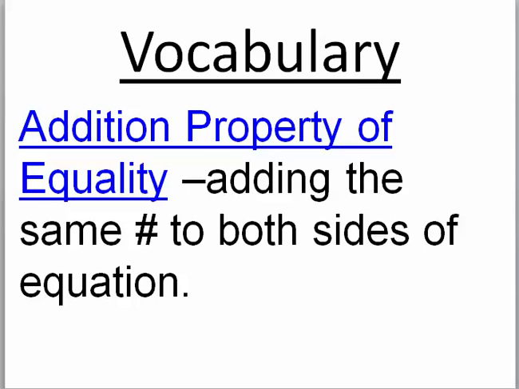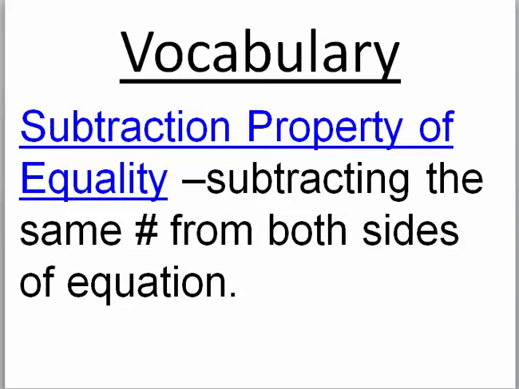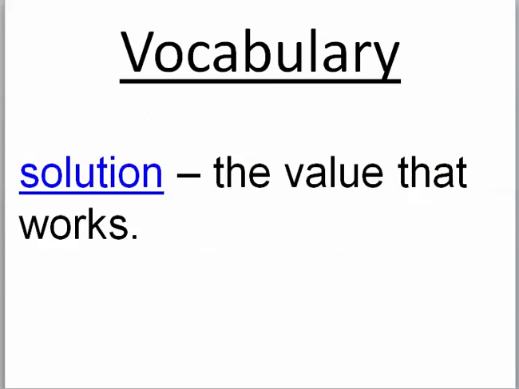Vocabulary, continued. Addition property of equality means I'm adding the same number to both sides of the equation. Similarly, the subtraction property of equality states that I am subtracting the same quantity from both sides of an equation, or I'm adding a negative to both sides. Solution is the value that works. So if it's a solution to the equation, then that's the value that works.